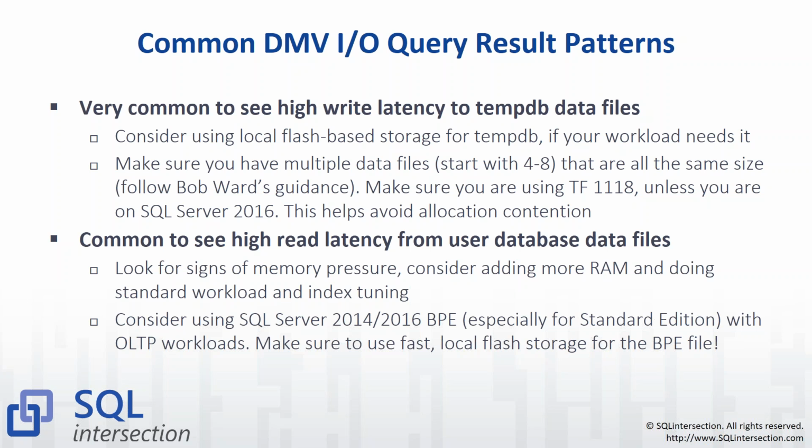And it's also very common to see high read latency from your user database data files. And if you see that from my queries, then you want to look for signs of memory pressure, such as low page life expectancy. And if you see that, one quick fix is just putting more RAM in the machine or giving more memory to the VM. But if you don't want to do that or you can't do that, then doing standard workload and index tuning to make sure you don't have any missing indexes, make sure you're not pulling back more data than you need to, things like that can have a big effect on memory pressure, and that's going to take pressure off your IO subsystem.